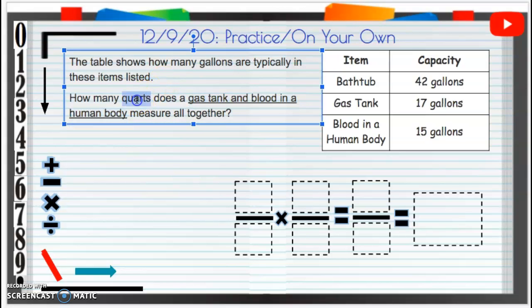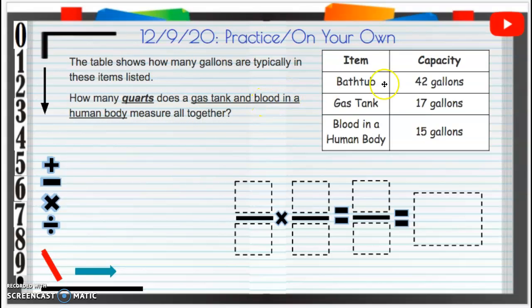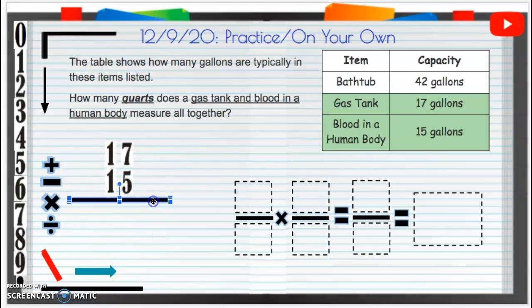All right, so we're going to figure out how many quarts a gas tank and blood in the human body measure. So, gas tank and blood in the human body. I'm going to highlight those just so we can see them a little more clearly. So now we're going to figure out how many gallons there are together. So if we have 17 plus 15, to figure out how many gallons there are total, and then we can convert it.